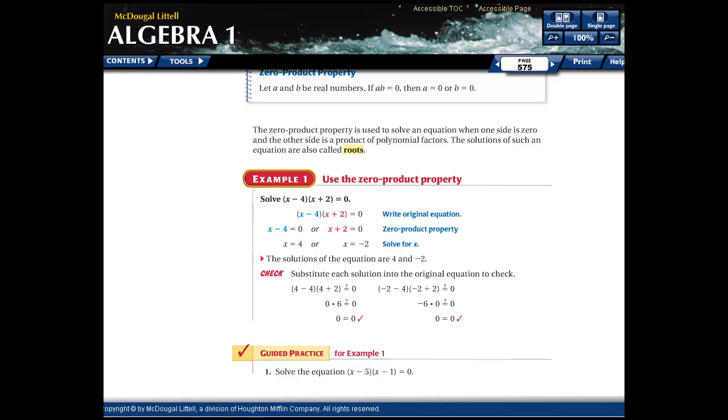Let's go down here and check out some examples. So, using the zero product property. When we have polynomial equations, what you are going to look for are roots, which are solutions. So if I'm looking for a solution of something for this, basically what this says is that we are going to take x minus 4 and set it equal to 0. And we're going to take x plus 2 and set it equal to 0.